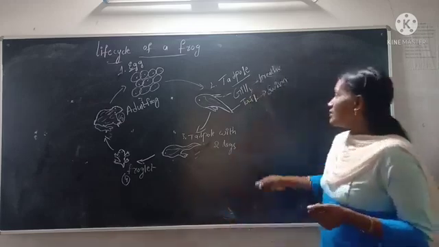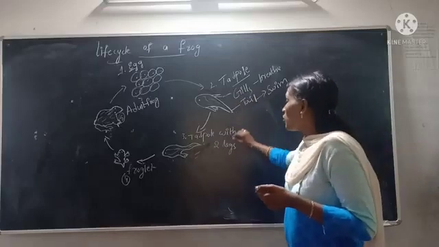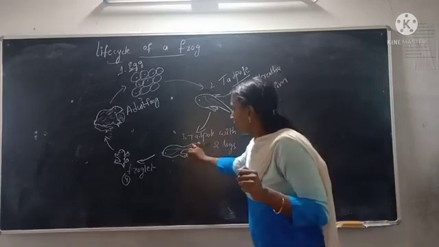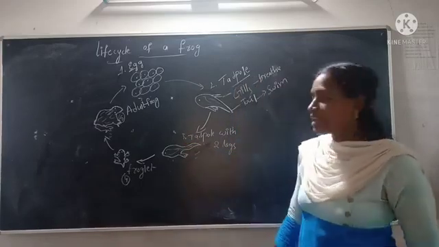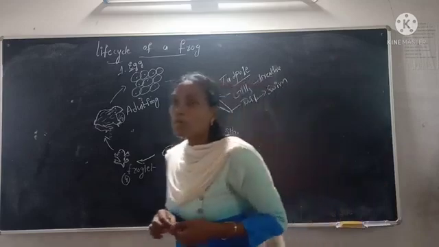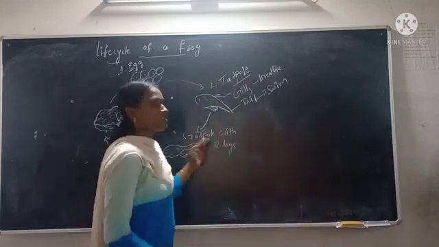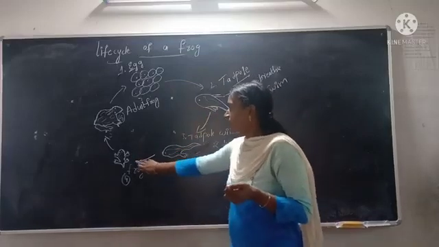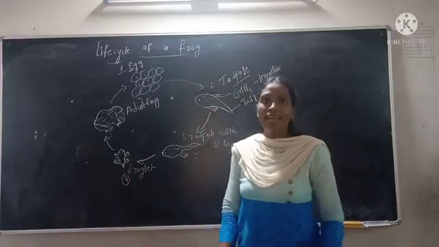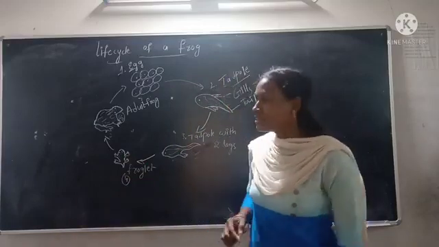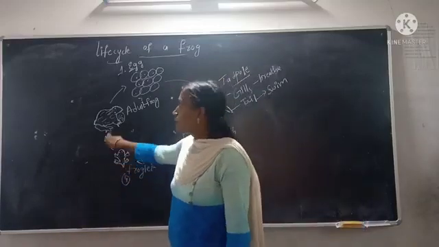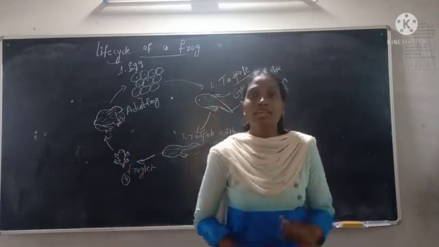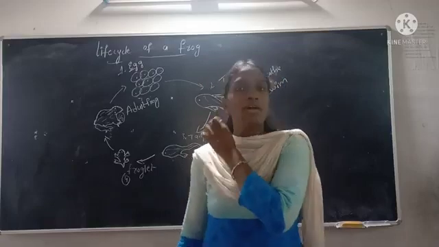After some days, it becomes a tadpole with two legs. You can see that here two legs are there. In the third stage, we can observe that two legs will be there. After some more days, the tail will start to disappear and we can see that the froglet will have four legs and a small tail. After a few more days, if you remember, the tail will completely disappear and it will become an adult frog. These are the different stages of the life cycle of a frog.